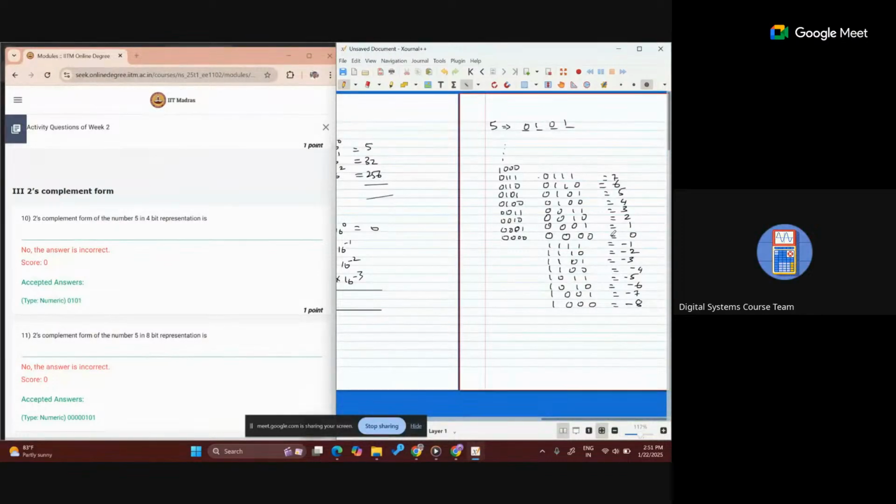That's a good thing in 2's complement representation. There is no need to worry about complicated thinking. What is a plus value of 5 like this? You can straight away write it up.